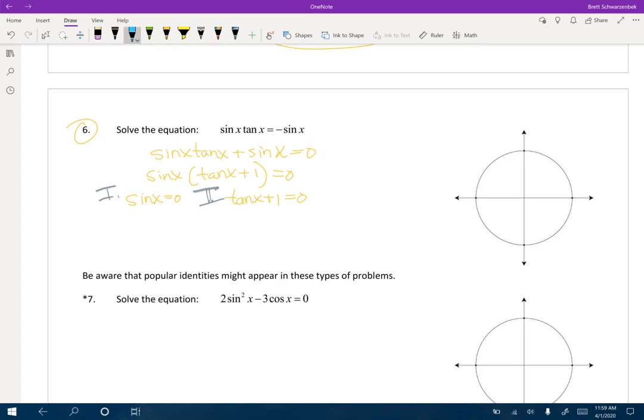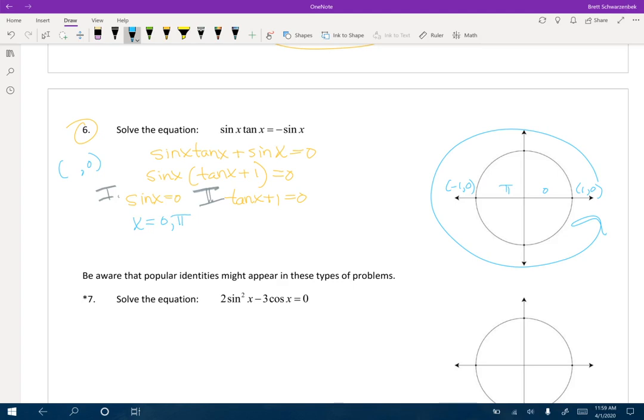So look at the first one. Sine x is 0. So we're looking for when the y coordinate is 0 on the full spectrum of 0 to 2 pi over here. So where does that occur? At 1, 0 and negative 1, 0. Well, what are those solutions? They are 0 and pi, which means 0 and pi would be the answers to this side.